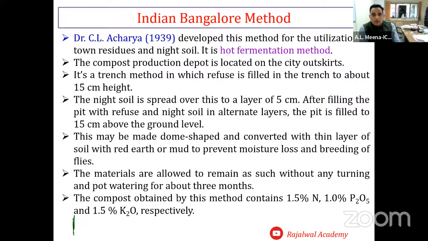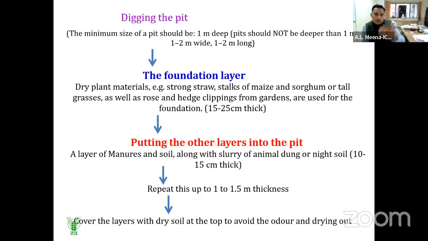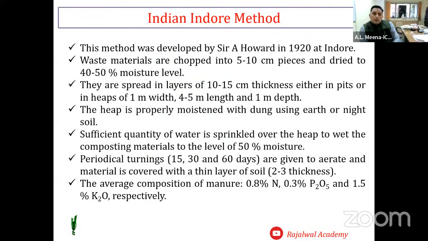And the compost obtained from the Indian Bangalore method contains 1.5% nitrogen, 1% P2O5, and 1.5% potassium. This is how the compost in the Indian Bangalore method is filled: digging the pit, then the foundation layer, then putting the other layers into the pit, and finally the final layer is covered.